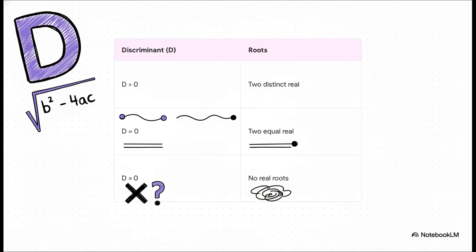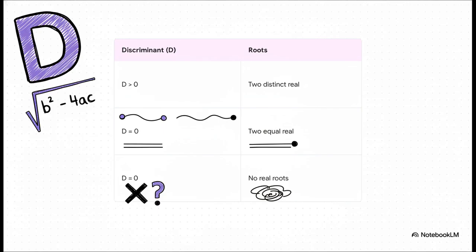Notice that D is just that little piece of the quadratic formula that lives right under the square root, b squared minus 4ac. Believe it or not, this tiny little expression dictates everything about your roots. There are 3 absolutely critical conditions you must memorize for the ICSE boards. If D is greater than 0, you are guaranteed 2 distinct real roots.